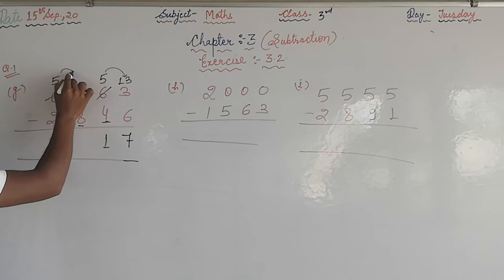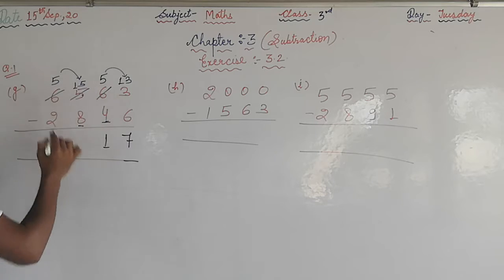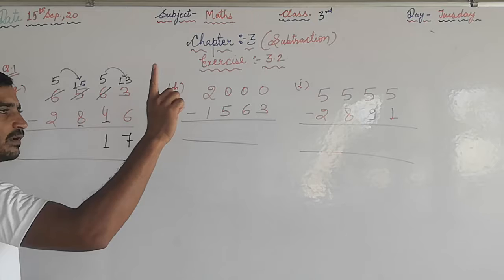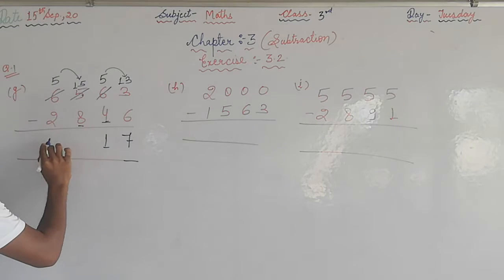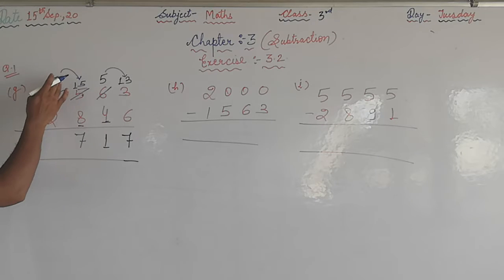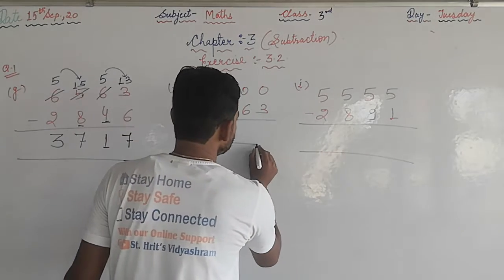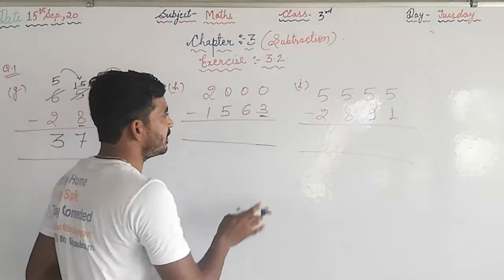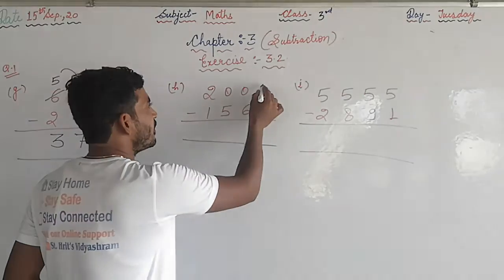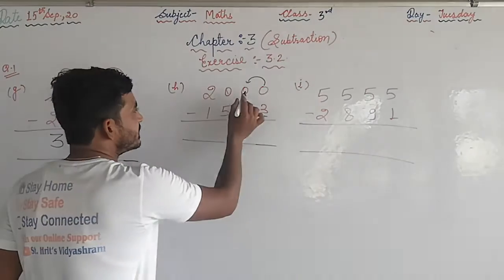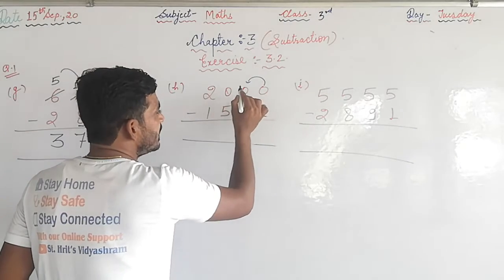Here it becomes 5 and here it becomes 15. Now you have to subtract 8 from 15, counting 9, 10, 11, 12, 13, 14, 15. The result is 7. Now you have to subtract 2 from 5. The result is 3. See the next number. Now, can we subtract 3 from 0? No, we can't subtract 3 from 0. Then we go to the next number for borrowing, for carry.